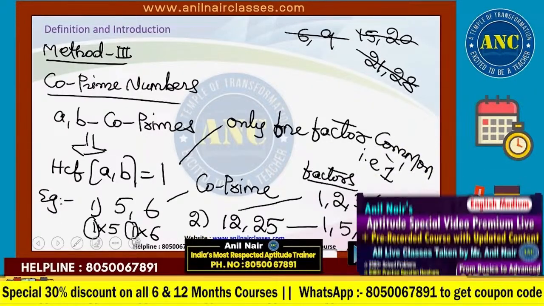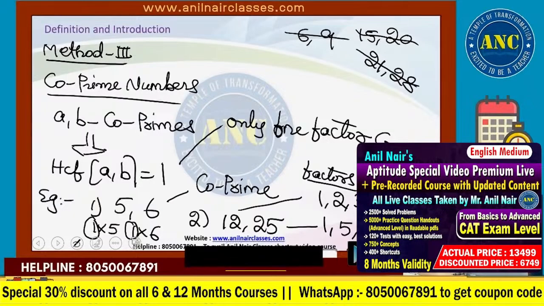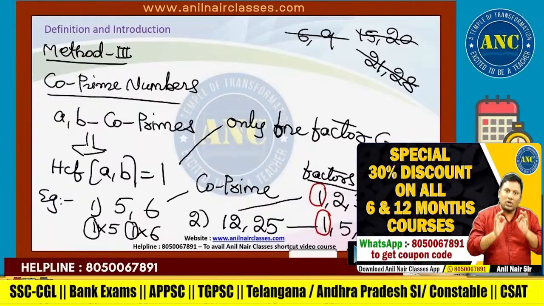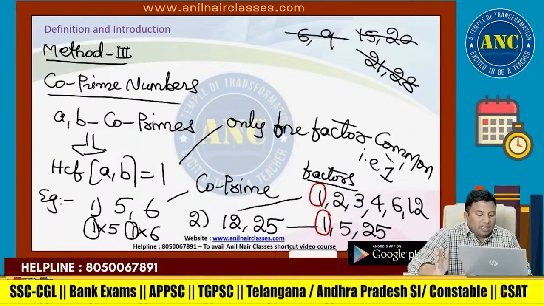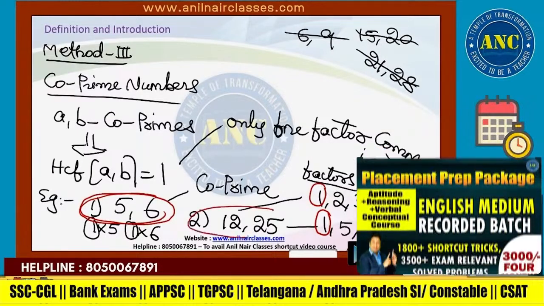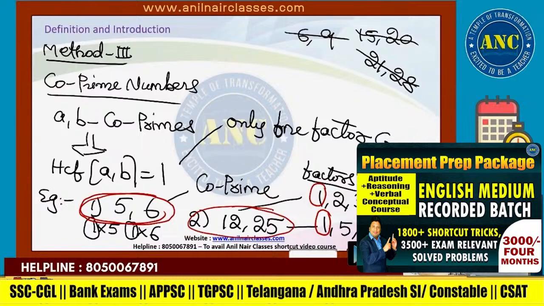What is the factor that is common to 12 and 25? Here also I got 1. 2 is not common, 3 is not common, 5 is not common, 25 is not common. 5 and 6 are co-prime to each other. 12 and 25 are co-prime to each other.